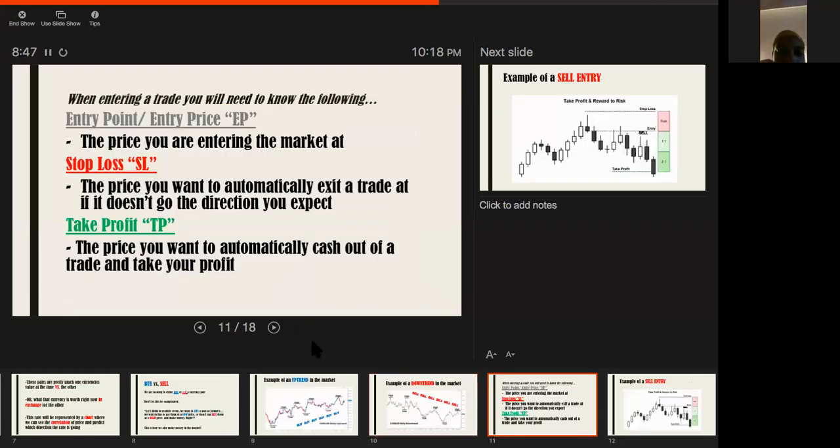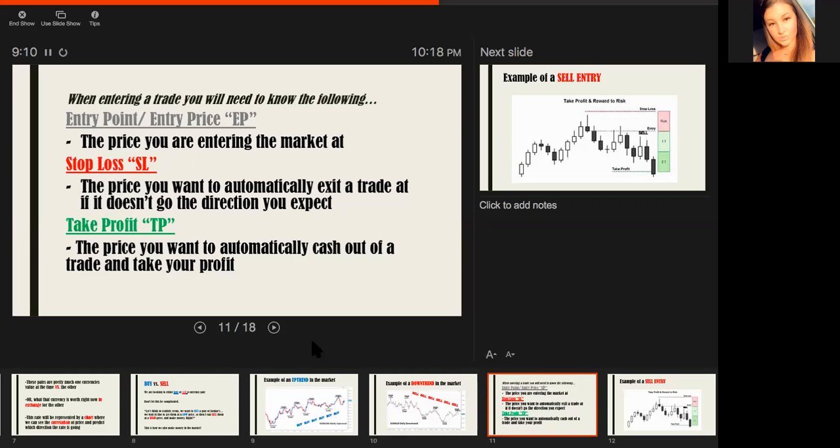All right, so now whenever we're actually on our phones and on MetaTrader 4 and we're going to enter a trade, these are the terms that we need to know. You'll hear these terms amongst us, like what's your entry point? That's basically, people call it EP, the price that you want to enter the market at.